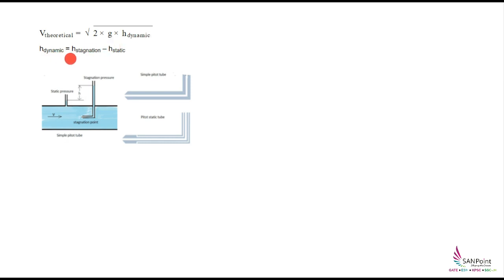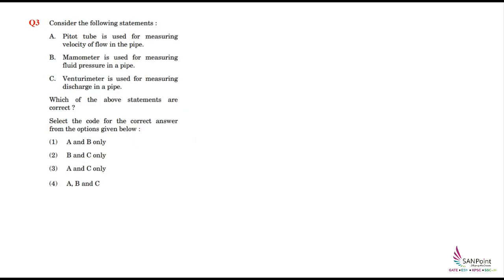Now this H dynamic can be calculated by measuring the head difference at this stagnation point where the pitot tube has been inserted, and there is another position where we are measuring the static pressure. So the difference of these two, this H, is basically called the dynamic head. So from here we can find the velocity of flow which is happening through the main pipe. So this statement is correct that the pitot tube is used for measuring the velocity.